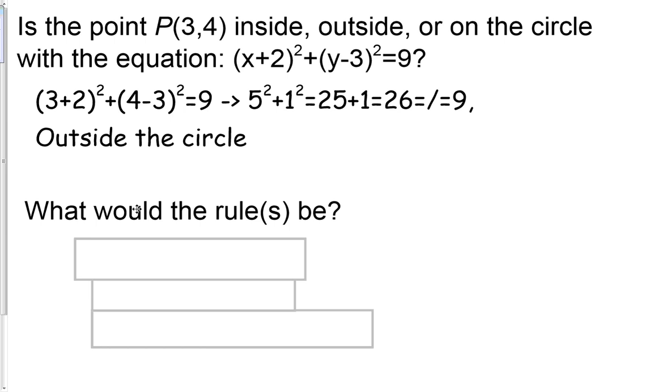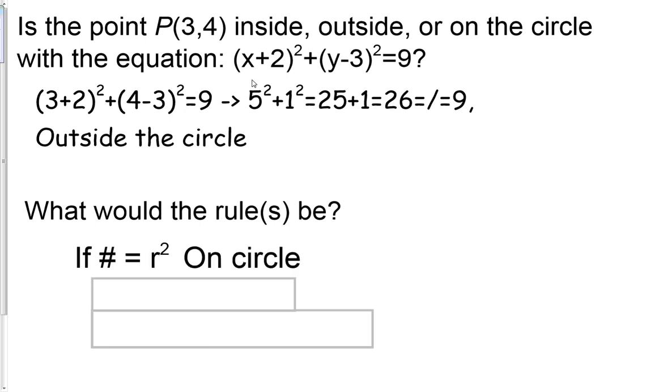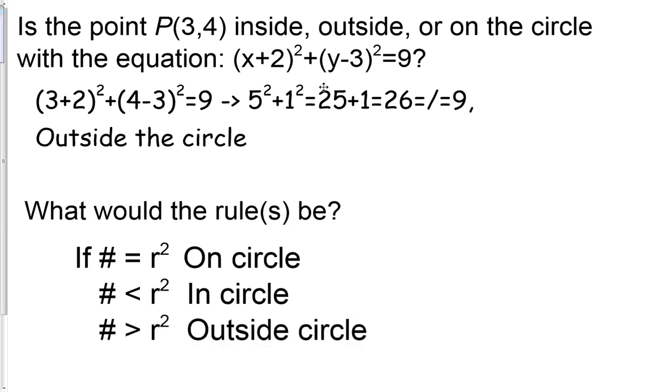So just a little note, what would the rule kind of then be now that we did this problem? If the number we get happens to equal the r squared given to us, we're going to be on the circle. If our number is less than, we're going to be inside the circle. But if our number is larger, like we just had, we are going to be outside the circle.